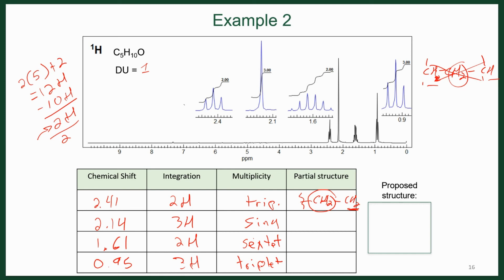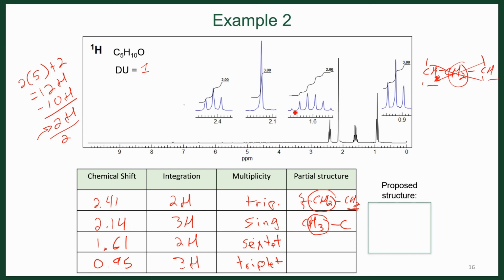So then let's look at this signal at 2.14, and it's a singlet as well. So what we can see here is that we very simply have a CH3 group with no hydrogens on the adjacent carbon atom. All right, so that one's fairly simple to interpret.